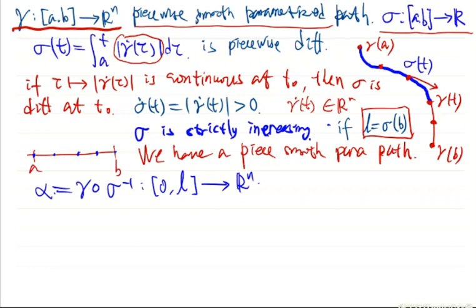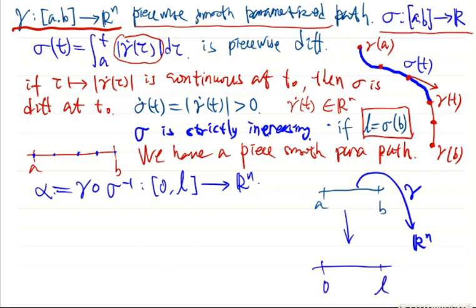Let's study the relation of this alpha and our gamma. So this is the interval a, b, and our gamma is a map to Rn, and this alpha, this is 0, this is L, so this is the sigma. Sigma is 0 when t equals a.